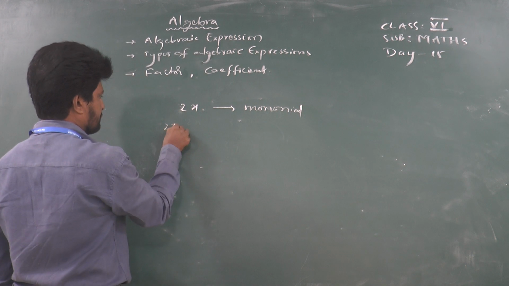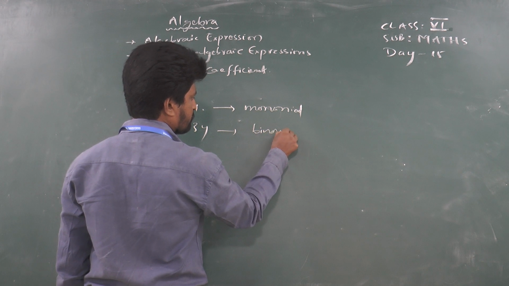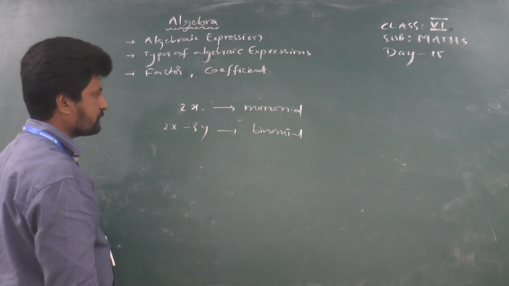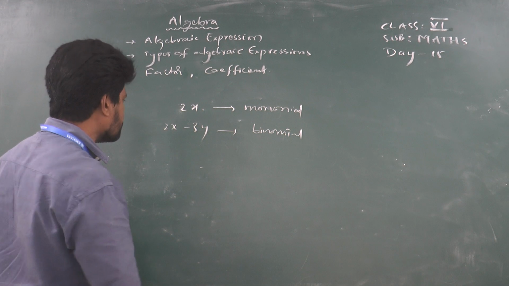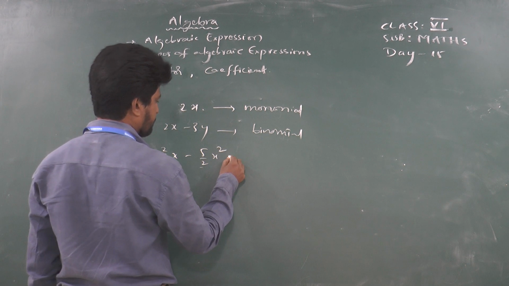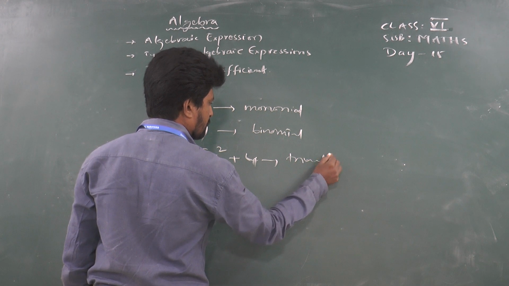Suppose two terms consist of 2x minus 3y, then we call that binomial. That means an expression which consists of two terms we call binomial. Three terms are there, 2 by 3x minus 5 by 2x square plus 4. What we call that is trinomial.